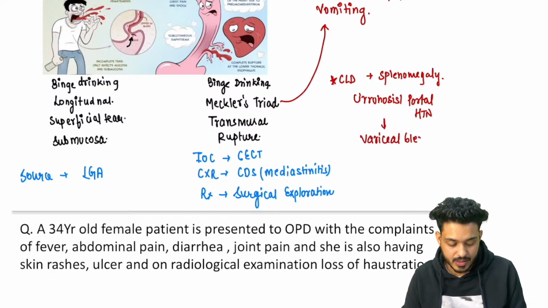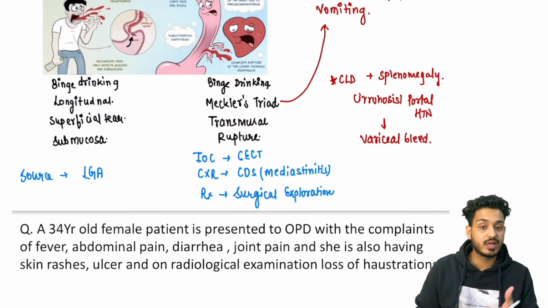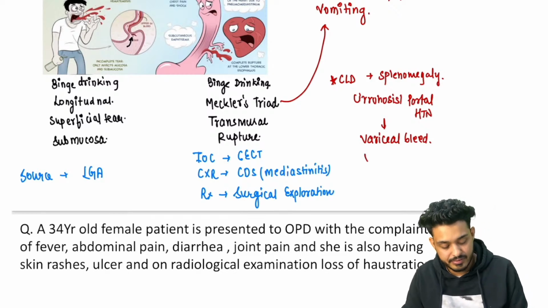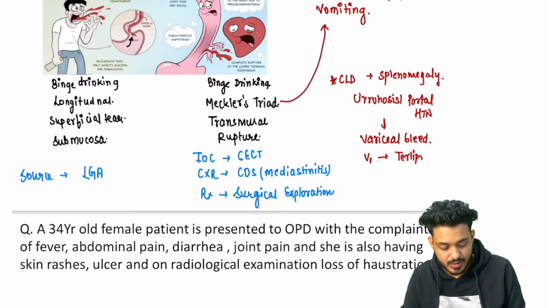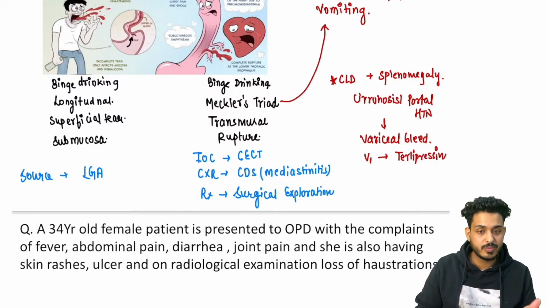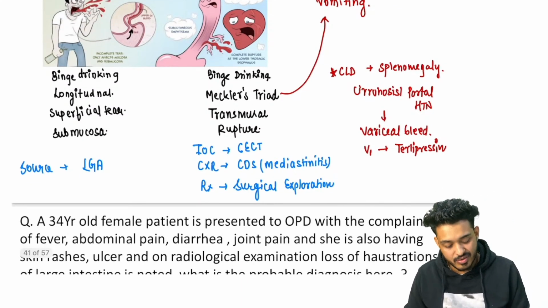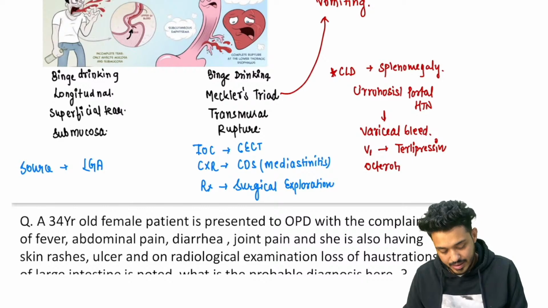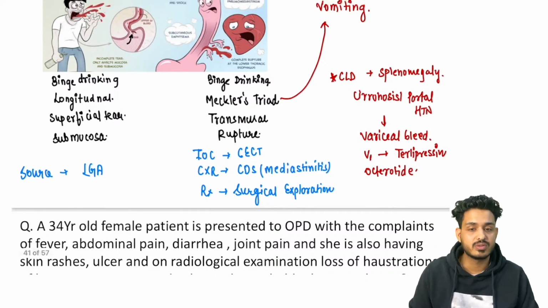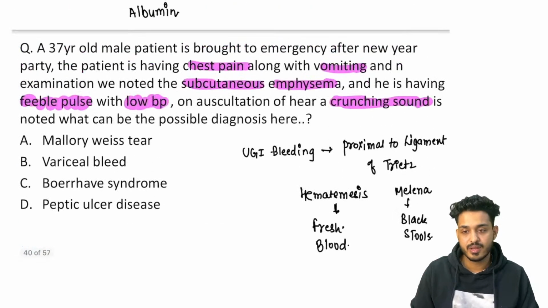Variceal bleed. So the drug you can use is terlipressin, which is a V1 receptor agonist. V1 is going to be your terlipressin. You have read V1, V2, V3. V1 is terlipressin, V2 is desmopressin in cases of ADH, right? And V3 is for the activation of ACTH, right? And the drug of choice is going to be your octreotide, which is a somatostatin analog. Okay, so this is this particular thing.